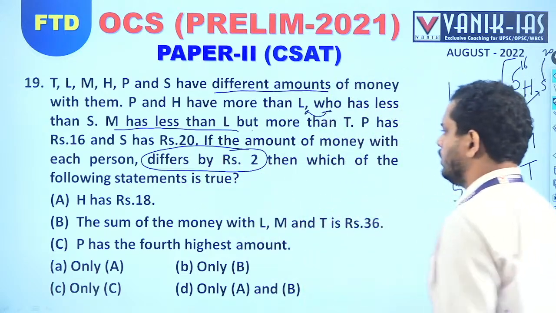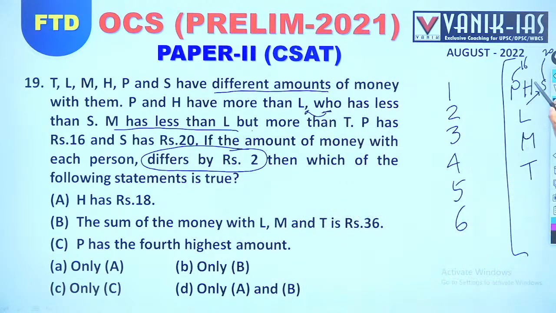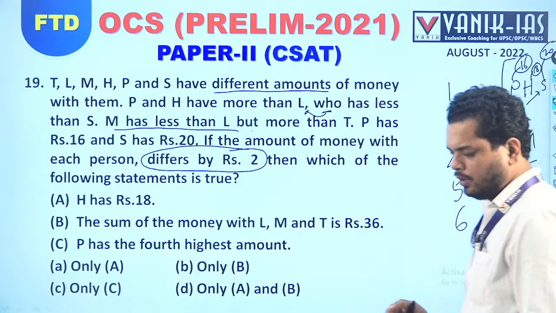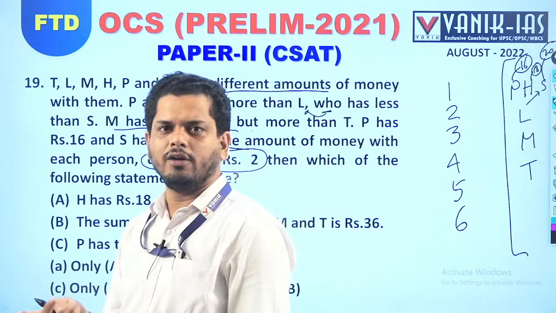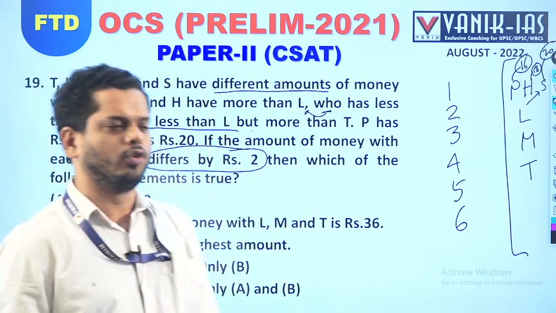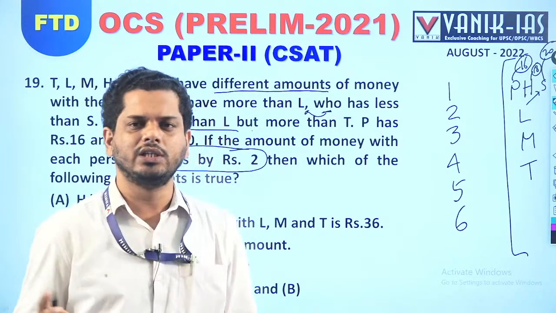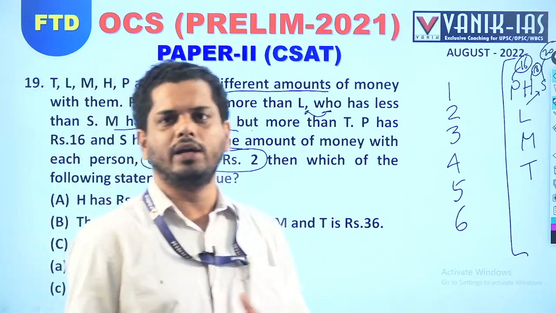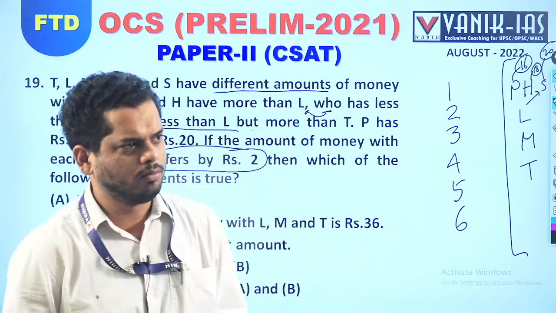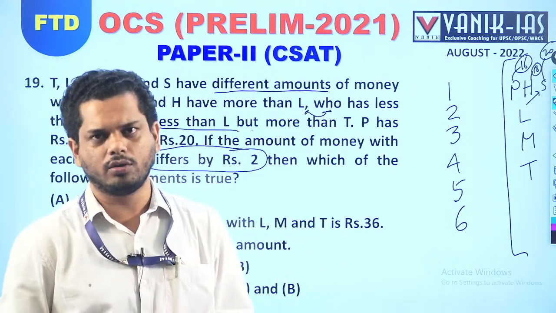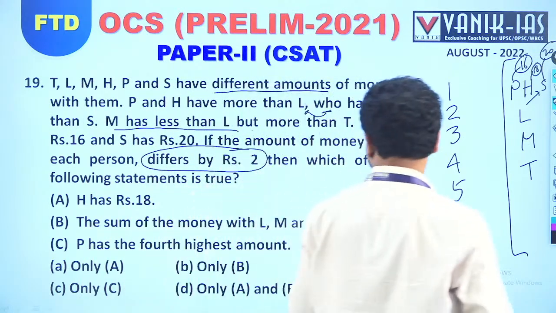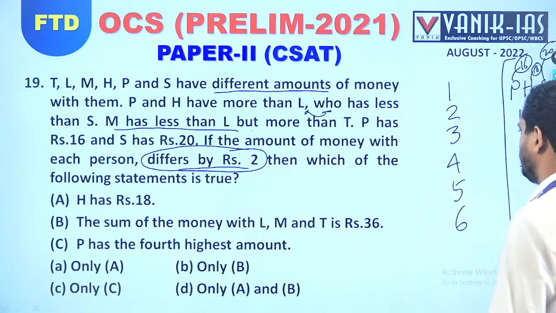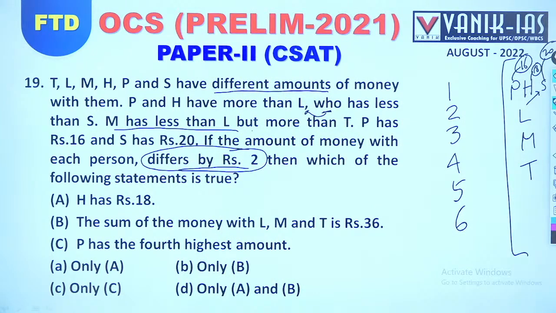Then which of the following statements is true? Now friends, look at it. If this one is 20 and this one is 16, of course H will be 18 because H cannot be 14. If that will be 14, then the difference between 20 and 14 will be more than 2. But it's not 2, right? So as per the condition, it should be 2. Keep in mind.